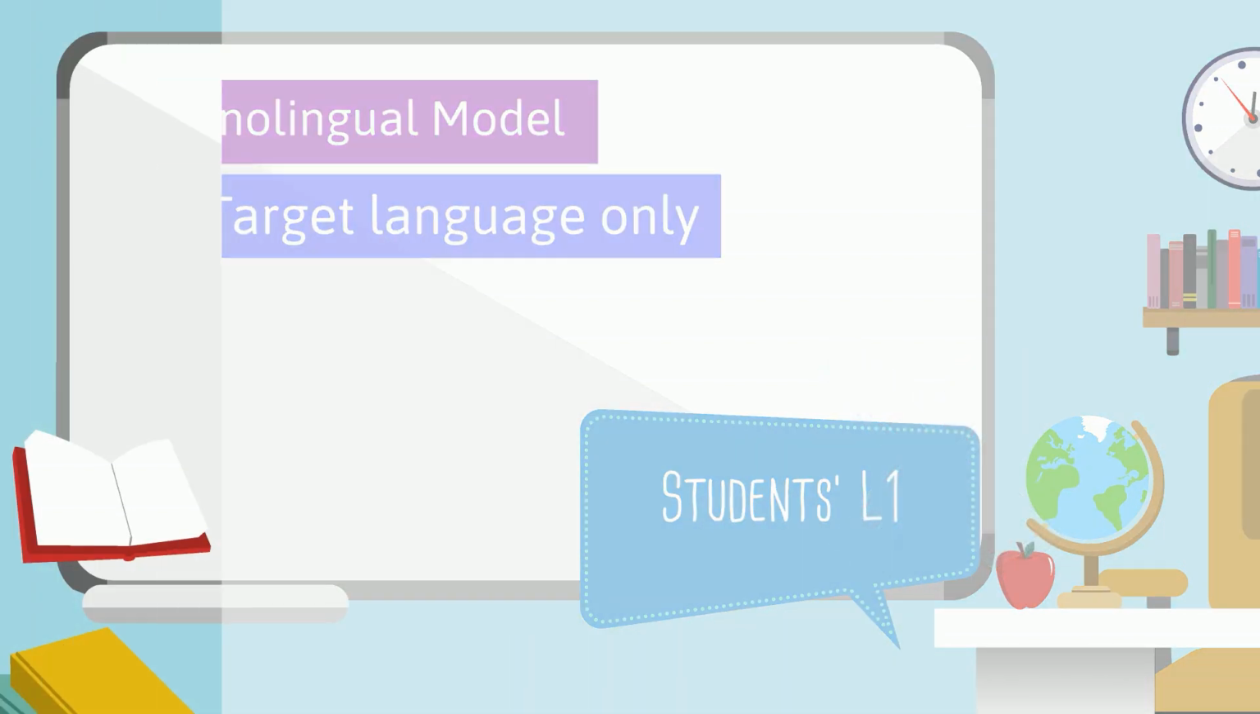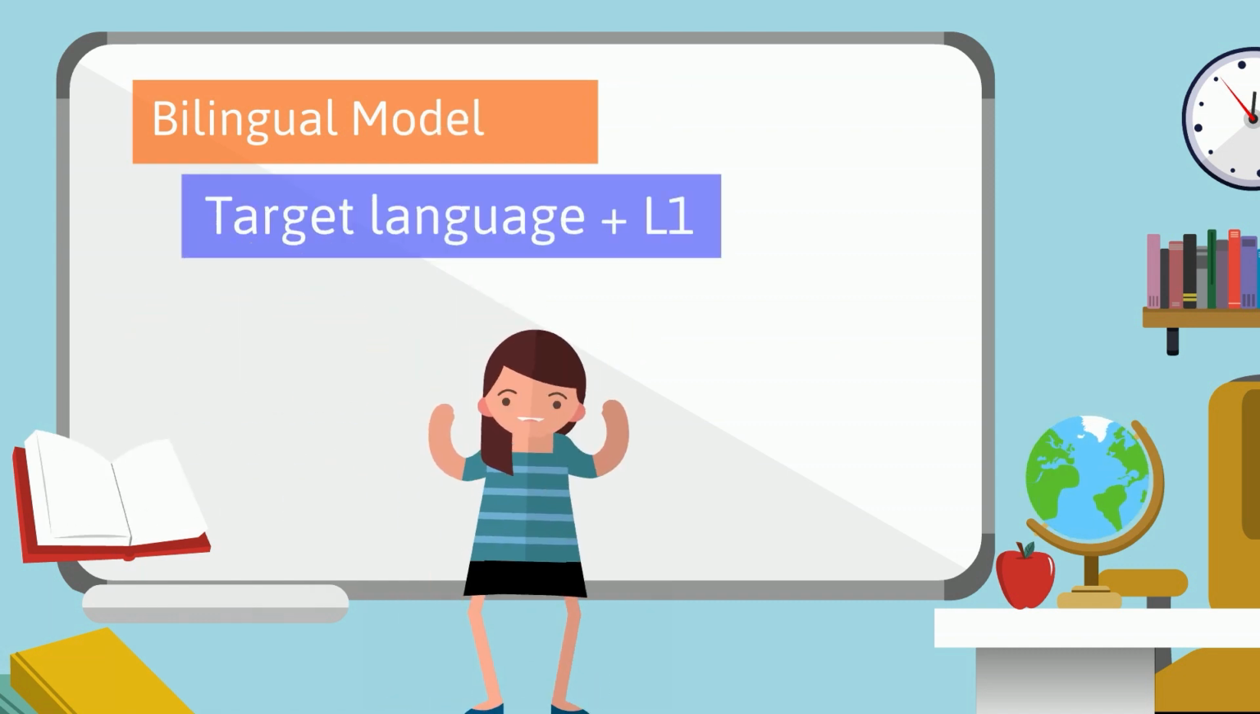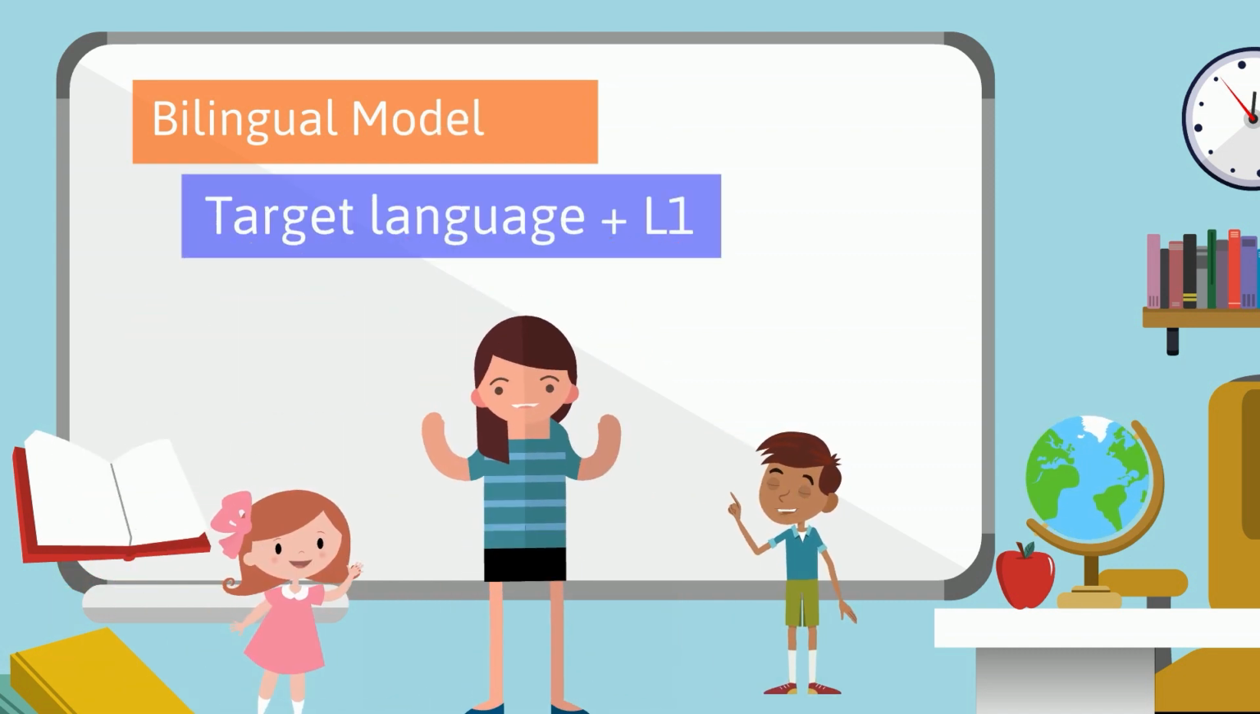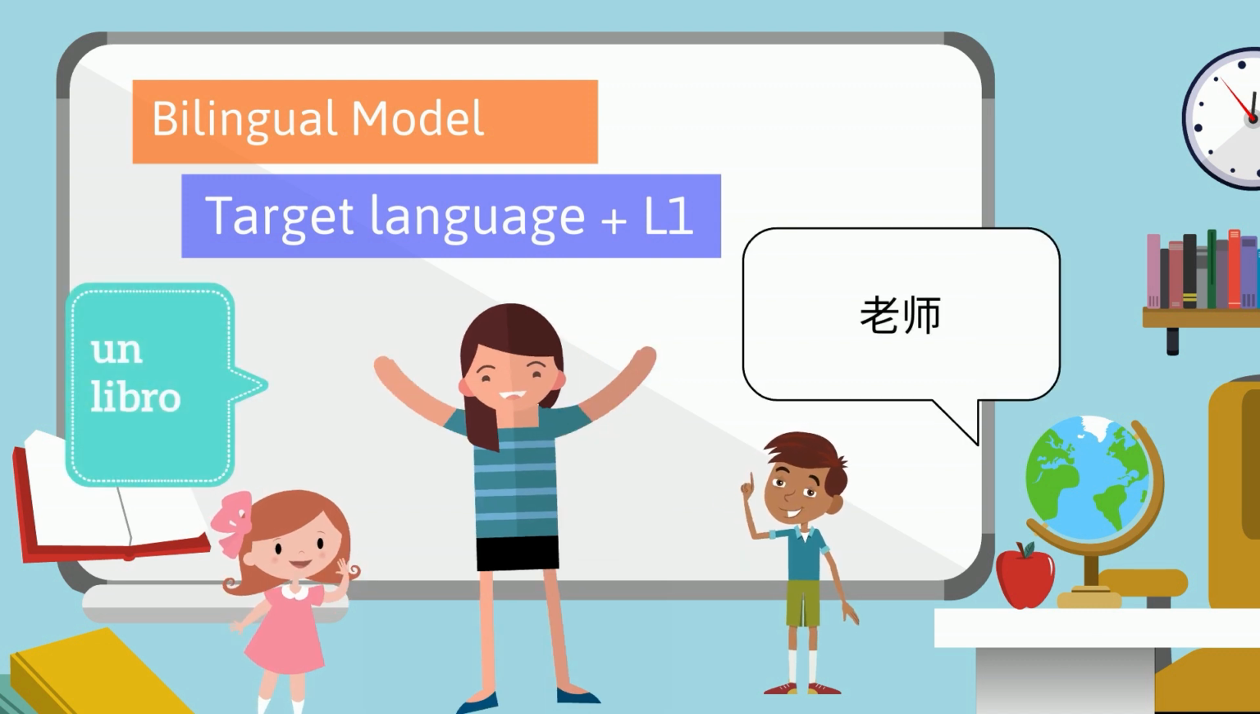Bilingual model. Unlike monolingual model, both target language and students' first languages are allowed to be used during the lesson. If your students share the same L1 like Mandarin, then the teacher can use the language to explain a complicated grammar in English to help them to understand the new linguistic knowledge efficiently.